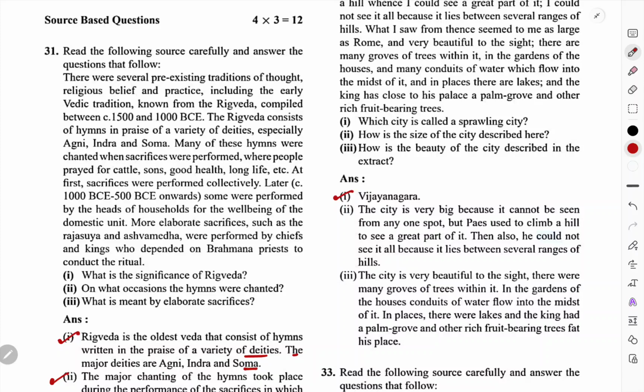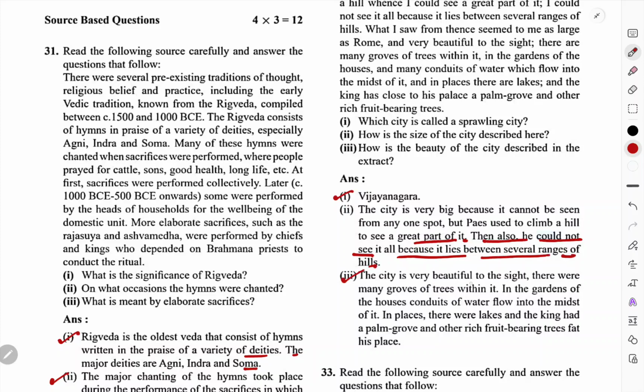How is the size of the city described here? The city is big because it cannot be seen from any one spot. The viewers used to climb the hill to see a great part of it, but could not see all of it because it lies between several ranges of hills.